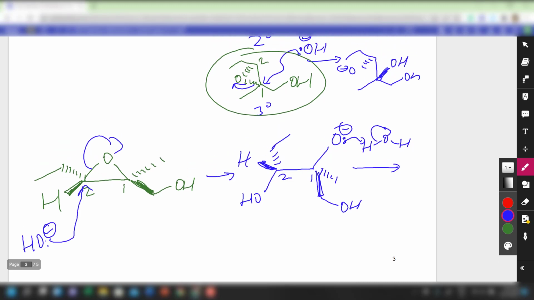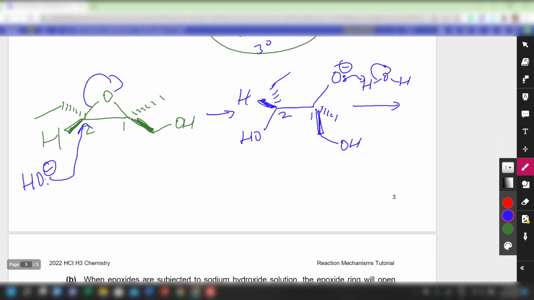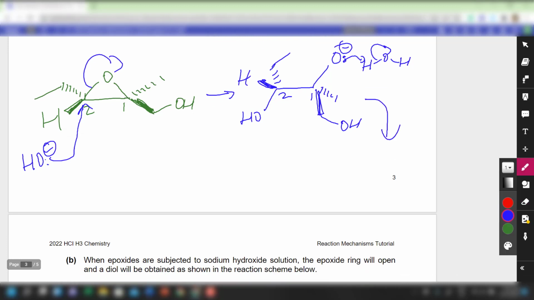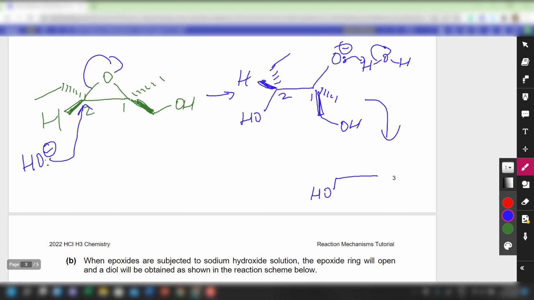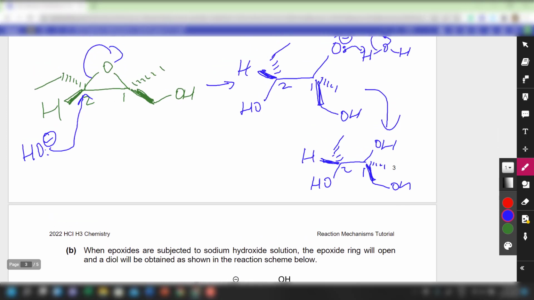So for my product, I'm going to find a space to draw. I'll draw it below here because there's no space. Like this: this carbon 2, 1, OH projecting in, projecting out, OH, in and out. So this is one product.